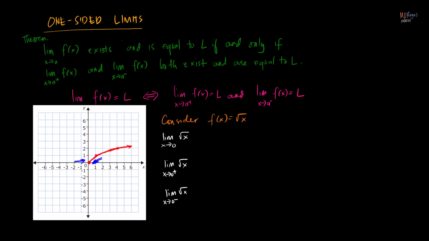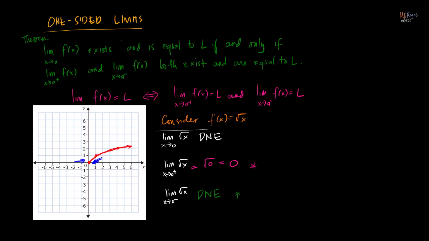So in that case, the limit of square root of x as x approaches 0 from the left does not exist. DNE stands for does not exist. While the limit of square root of x as x approaches 0 from the right is simply square root of 0, which is equal to 0. So one of them does not exist, and the other exists and is equal to 0. They are not equal to each other. And so we also say that the limit of square root of x as x approaches 0 does not exist.